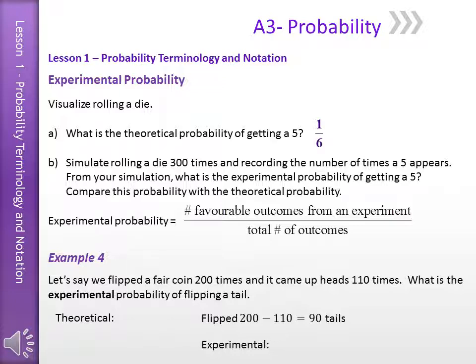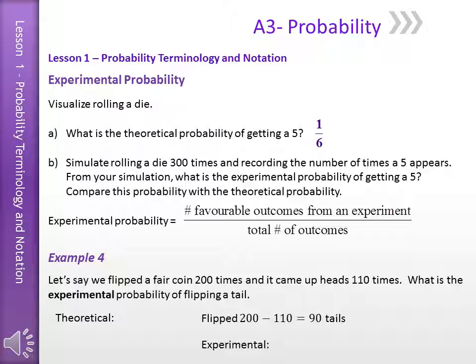But if we were to simulate rolling a die 300 times, and we recorded the number of times that the 5 appears, it would not necessarily occur 1 out of 6 times. The experiment will be slightly off. So our experimental probability will be the number of favorable outcomes from an experiment divided by the total number of outcomes. So if we did that 300 times and we rolled a 5 55 times, our experimental probability would be 55 over 300. We would get a slightly different answer each time we did that experiment.